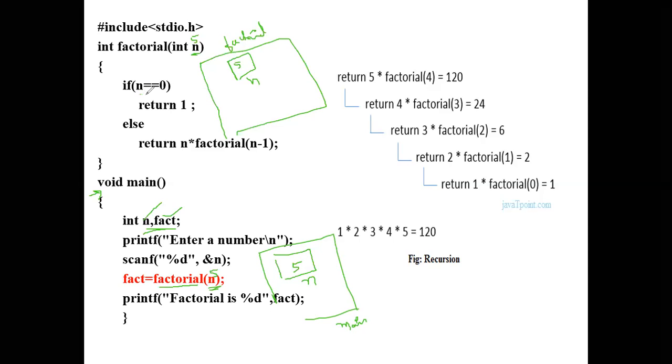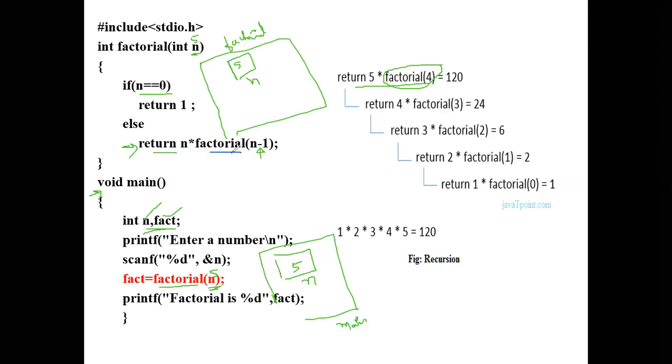Initially it will check whether the n value is 0. No, the condition fails, so it will go to the else part. In the else part we have written n into fact of n minus 1, which is 5 into fact of 4. Again we are making n minus 1, 5 minus 1, which is 4. So here we are again making a call to the function factorial.